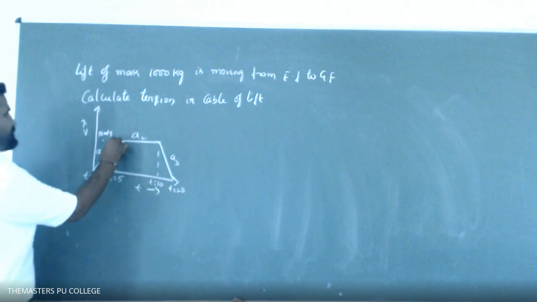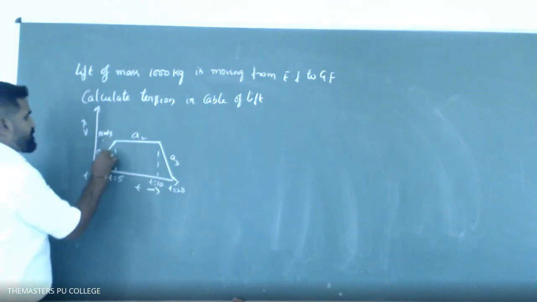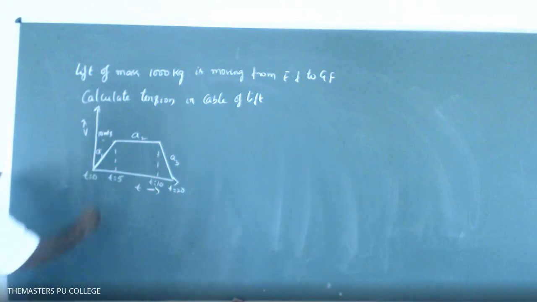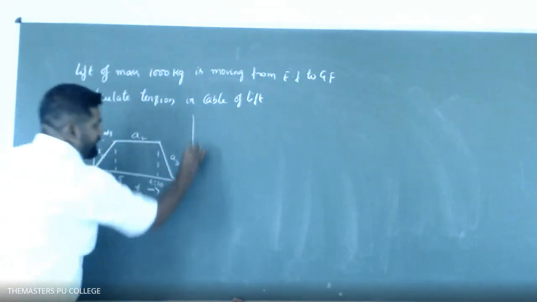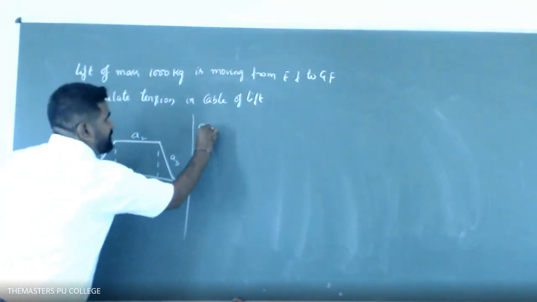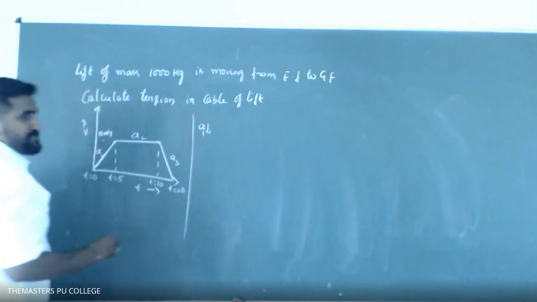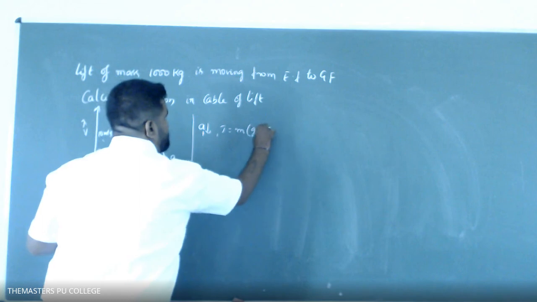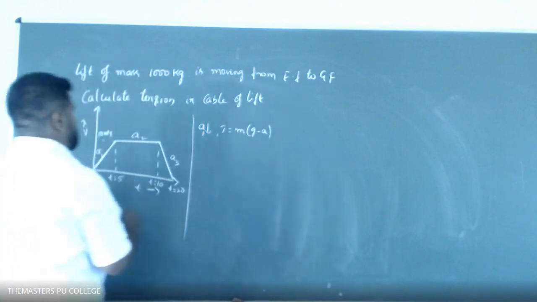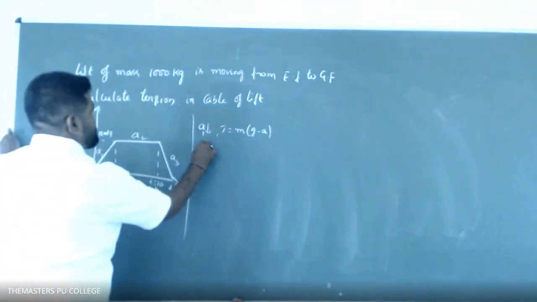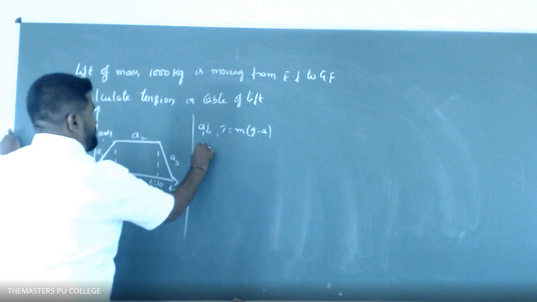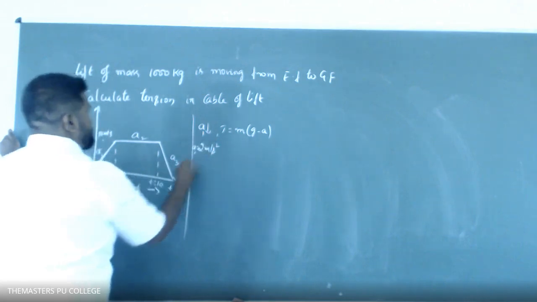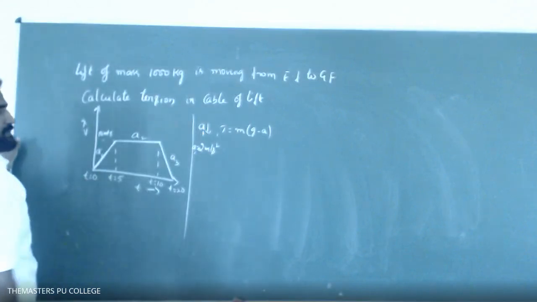What happens here? The lift goes from first floor to ground floor. In this region, A1 is downward. Therefore, tension T is equal to m of g minus a. What is A1? Sorry, it comes to 2 meter per second square. A1 is equal to 2 meter per second square, 10 by 5.